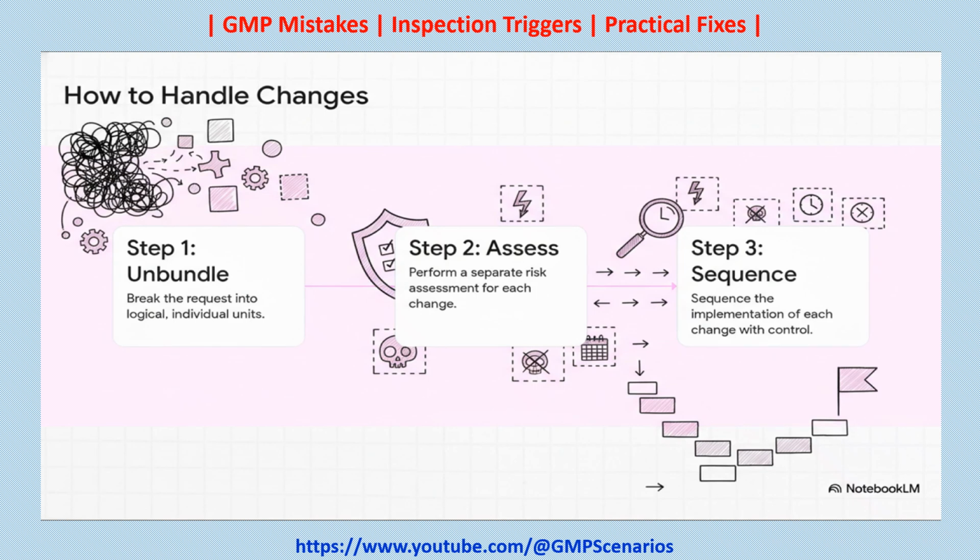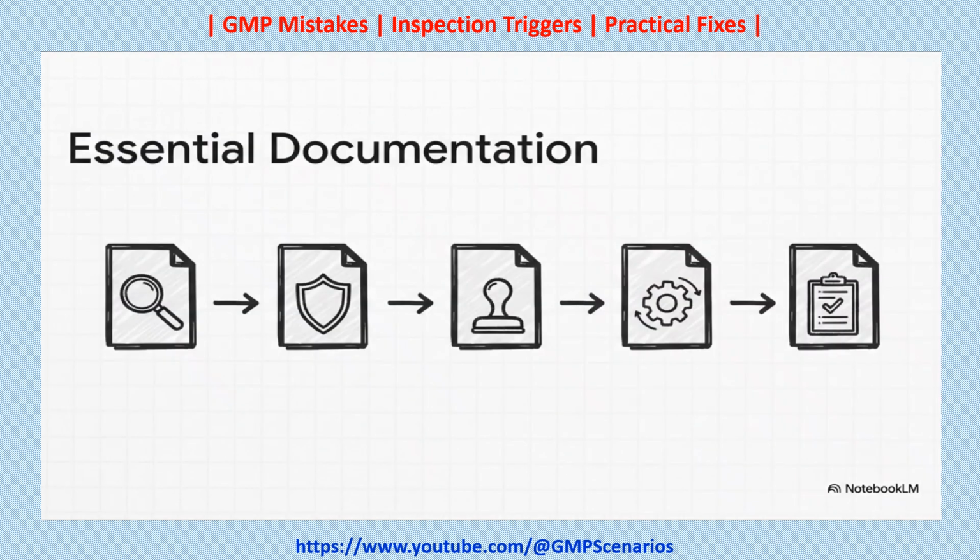Step 2. Run a separate risk assessment for each of those individual changes. And finally, Step 3. Sequence the implementation. Do it in a controlled way, making sure one piece is done and verified before you even start the next one. And, of course, you have to document everything.